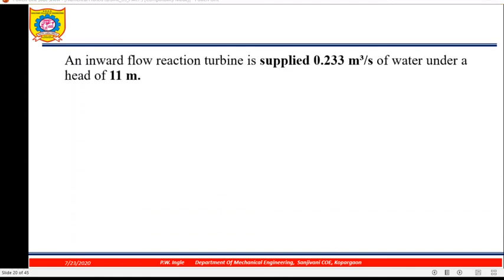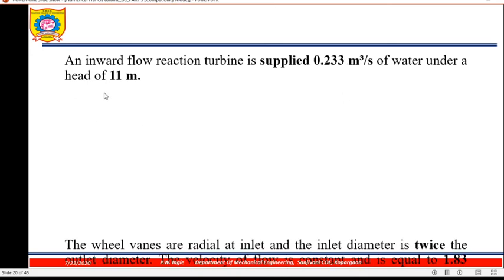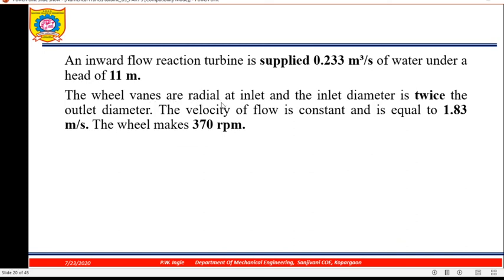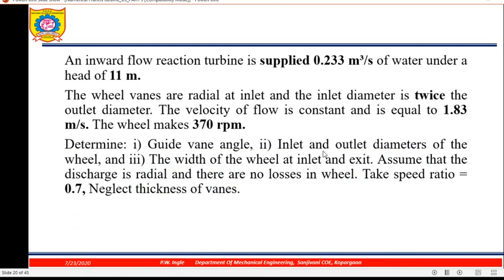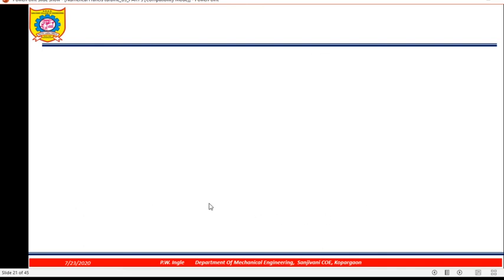Again we'll solve one problem. An inward flow reaction turbine is supplied 0.233 meter cube per second of water under the head of 11 meter. The wheel vanes are radial at inlet, so theta is 90. Inlet diameter is twice the outlet diameter. Velocity of flow is constant and equal to 1.83 meter per second. Wheel makes 370 rpm. Calculate guide vane angle, inlet and outlet diameter of wheel, width of wheel at inlet and exit. Assume that discharge is radial, so VW2 is 0. Take speed ratio as 0.7 and neglect thickness of vanes.